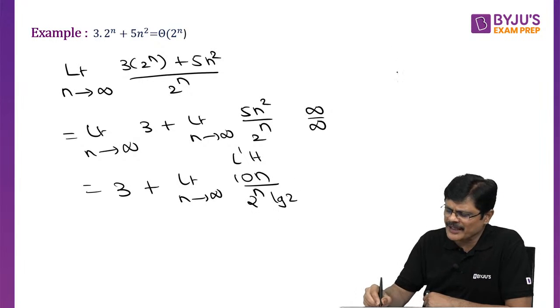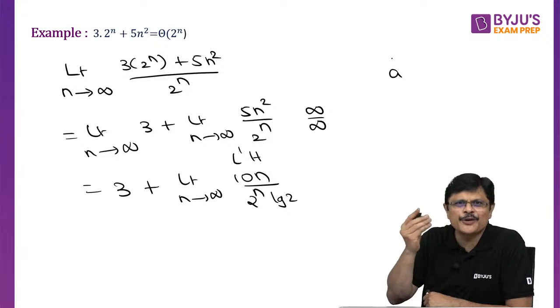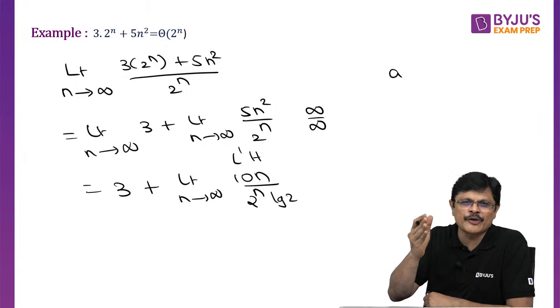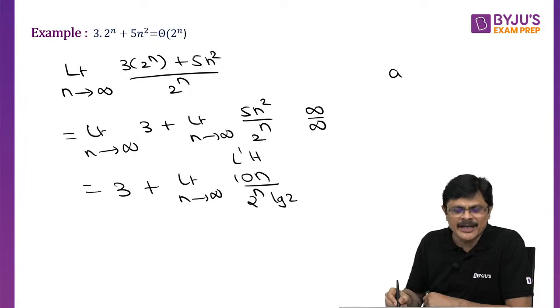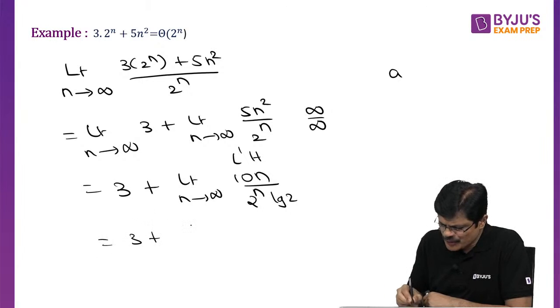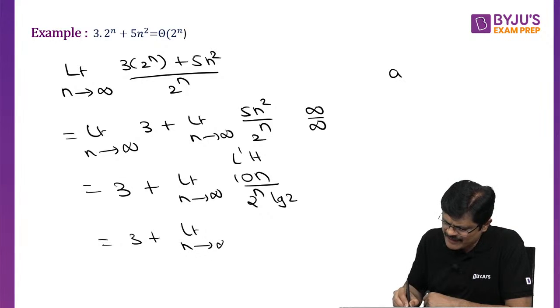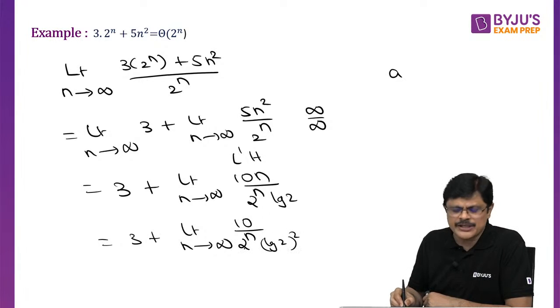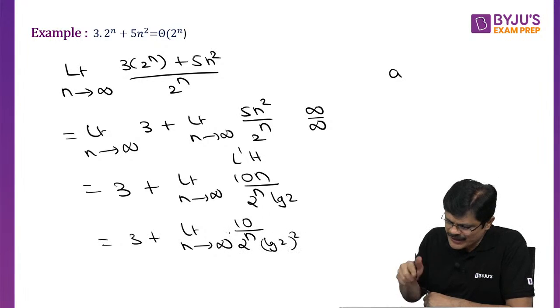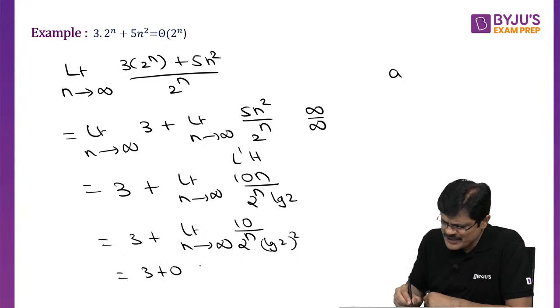You all know a power x, generally you write it that way, no? A power x derivative is what? A power x log a. Same thing, log 2. Again you get an indeterminate form. Again you apply L'Hospital's rule. You get the limit as n approaches infinity of 10 divided by 2 power n times log 2 squared. Whatever it is, as n approaches infinity, the denominator is very large, so it tends to 0. You get 3 plus 0, which is 3.